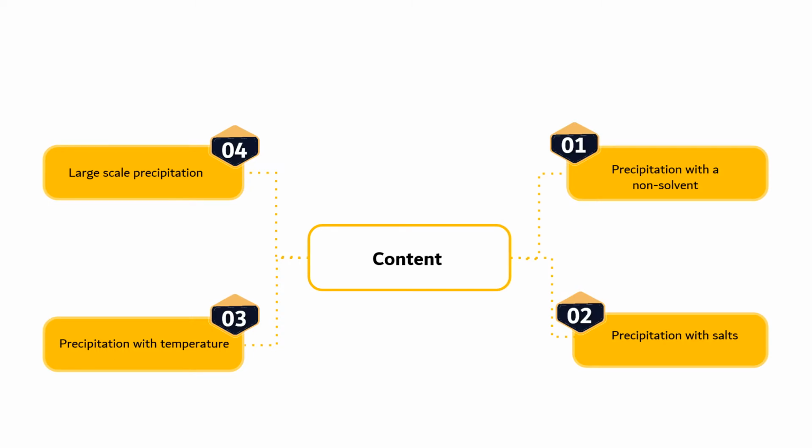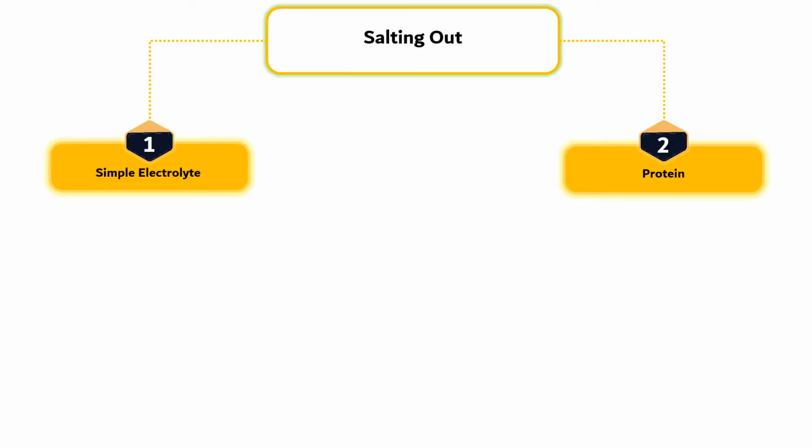We have previously discussed precipitation with non-solvent. In this segment, we will discuss precipitation with salts. The alternative to precipitation with non-solvents is precipitation with salts, often called salting out. This method is often used for the fractionation of blood proteins because it is effective, relatively cheap, and often causes little denaturation. We will briefly discuss precipitation of simple electrolytes and proteins.